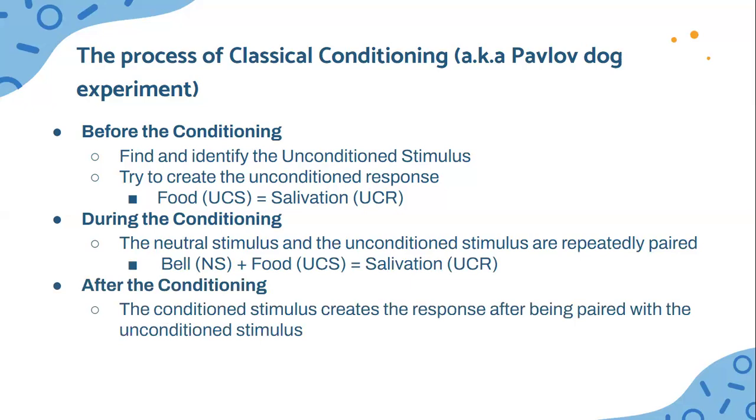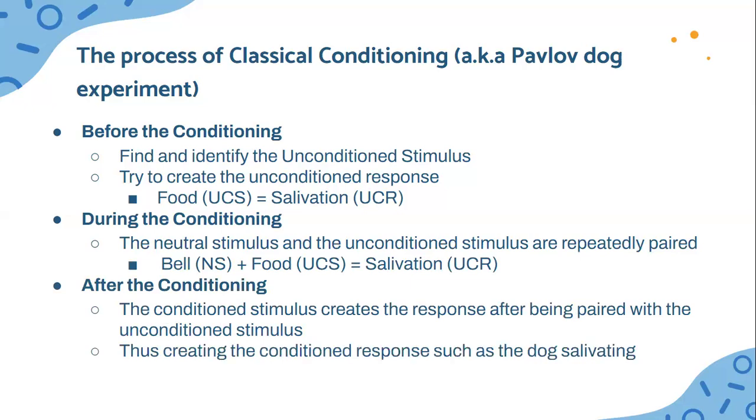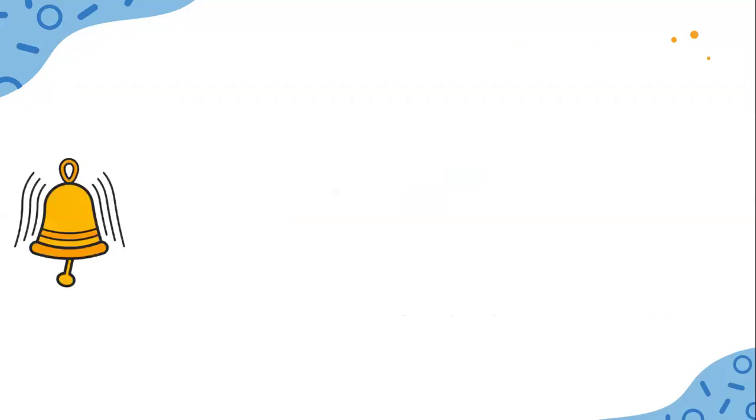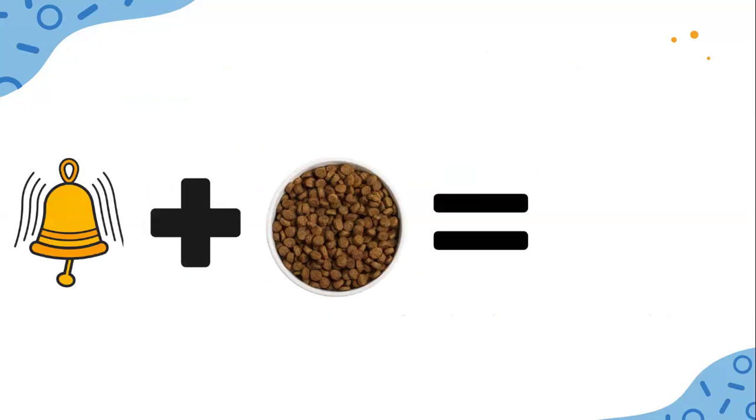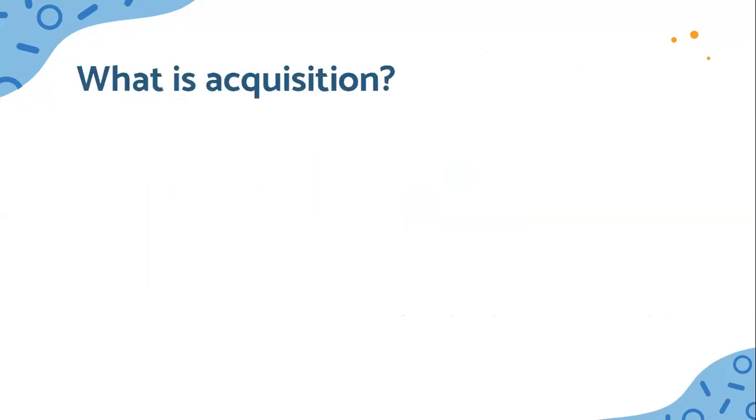After the conditioning, the conditioned stimulus would create the response after being paired with the unconditioned stimulus, which creates the conditioned response such as the dog's salivation. So the bell equals salivation. So the bell plus dog food equals dog salivation.